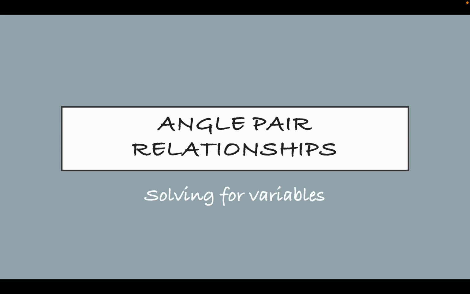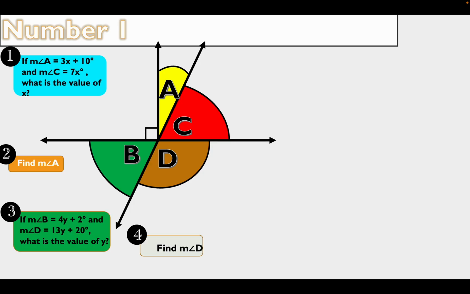Pair relationships, where we are going to be given two different examples and we're going to need to solve for some variables. Here is our first example. Problem number 1: if the measure of angle A equals 3x plus 10 and the measure of angle C equals 7x, what is the value of x?